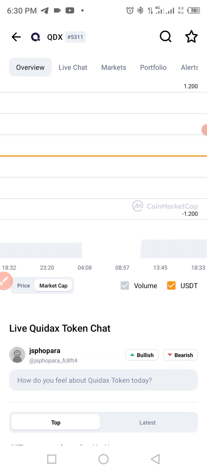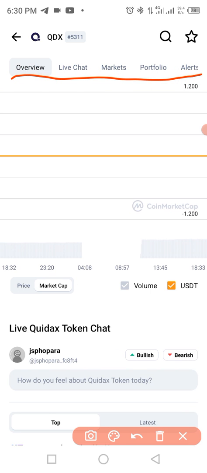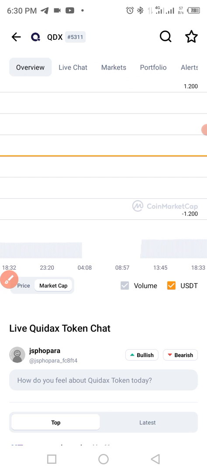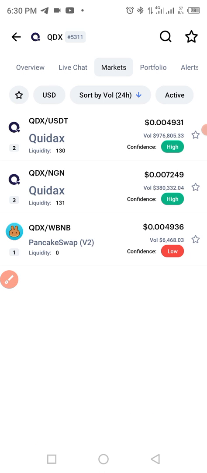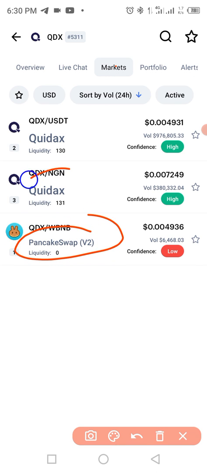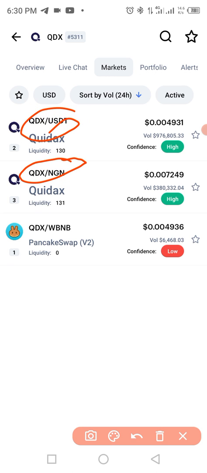If you want to check the places you can buy this particular coin, let's assume you like the coin and you want to see where you can buy it. Just come here and click on market. Once you click on market, you're going to see the various places you can buy that coin. On here we can get it on PancakeSwap, you can get it on Quidax. These are the various pairs on Quidax. You can buy it with Naira, you can buy it with dollars, you can buy it with BNB.